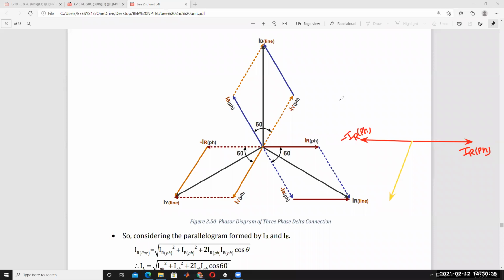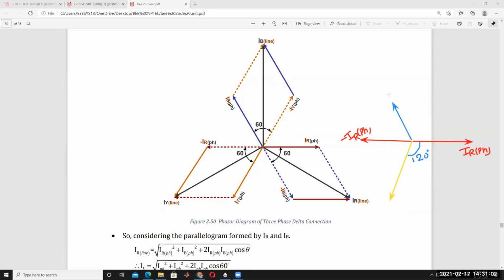Okay. What is the angle between R phase and Y phase? It is 120 degrees. R phase, Y phase and B phase: each phase is displaced by 120 degrees. You know this well. Okay, and then B phase.